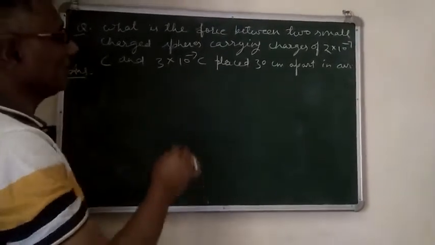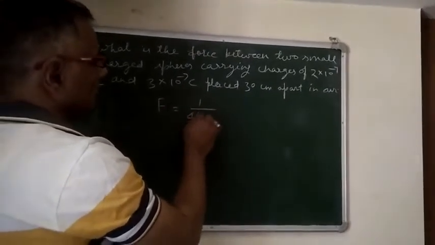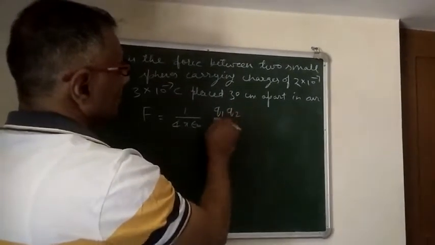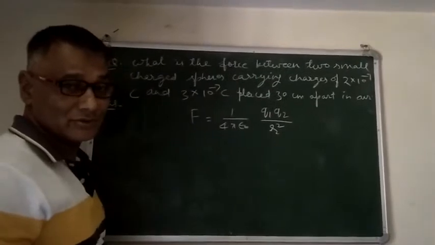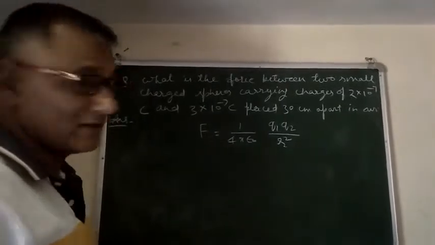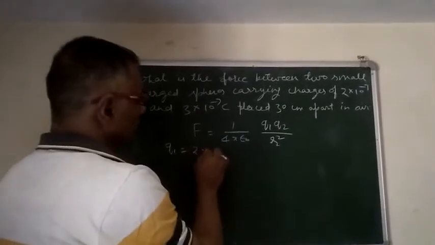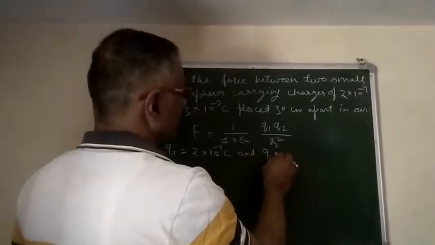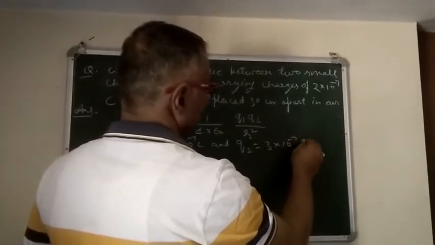And what is Coulomb's law? You know, the force between the two charges is F is equal to 1 upon 4 pi epsilon 0 Q1 Q2 upon R square, where Q1 and Q2 are the magnitudes of the two charges and R is the distance between the two charges. Here the value of Q1 is given as 2 into 10 power minus 7 coulomb and value of Q2 is given as 3 into 10 power minus 7 coulomb.